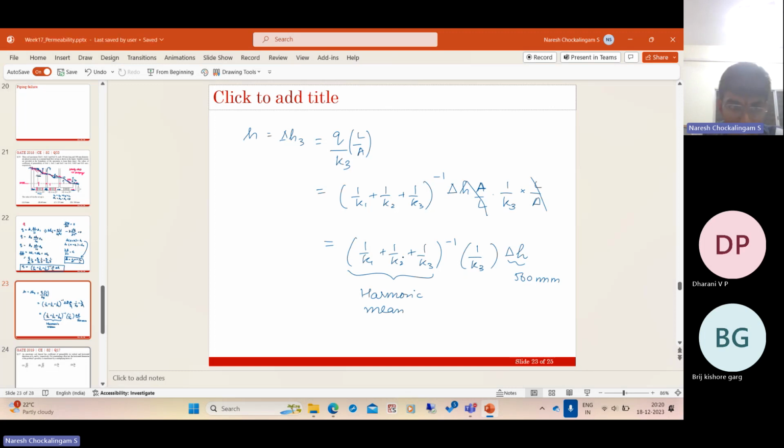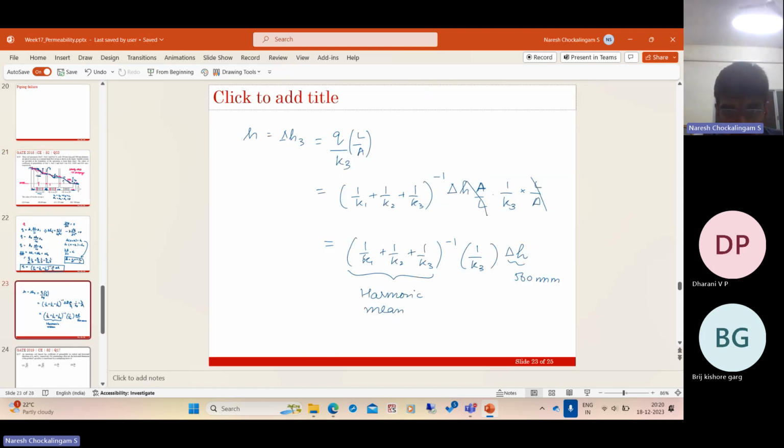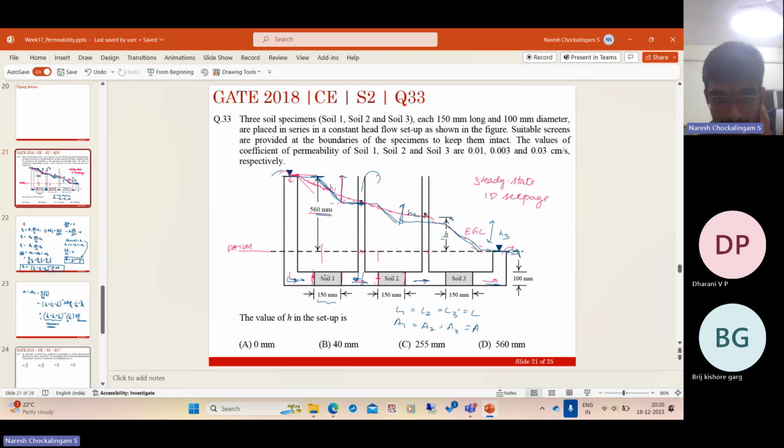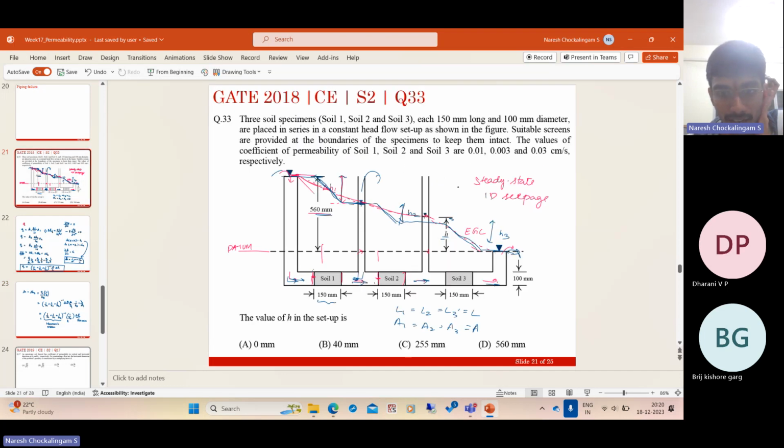Now note, always be careful with the units. Delta H is in mm. K1, K2, K3 are given in centimeters per second. But in this particular problem, you see this has the dimensions of L and this has the dimensions of 1 by L. So these two will get cancelled. So you don't need to transform it to mm per second, and you don't need to waste time. You can directly substitute here, but always be careful. Now H is asked in mm, right? H is asked in mm. And if you substitute all these values, so K1 is 0.001, 0.003 and all that, you get H as 40 mm.